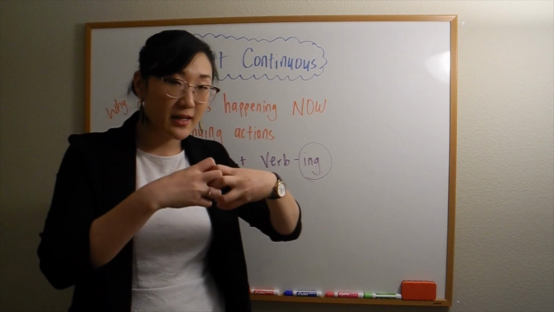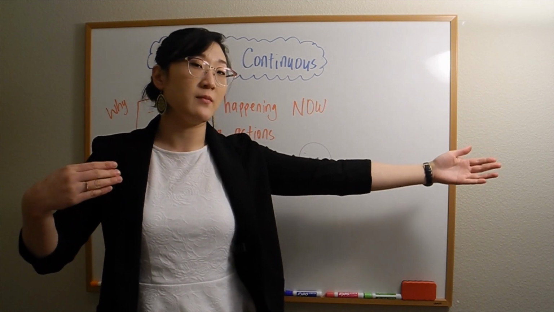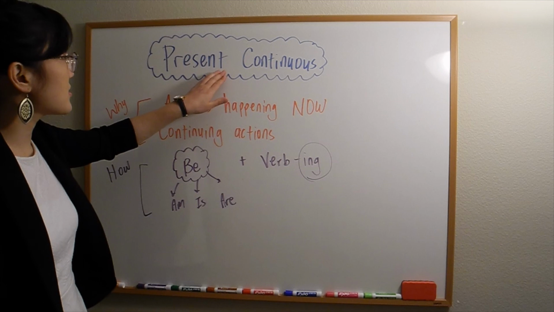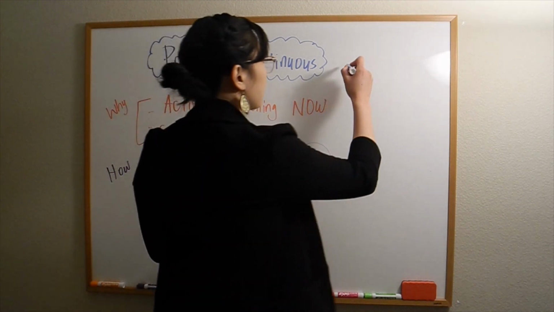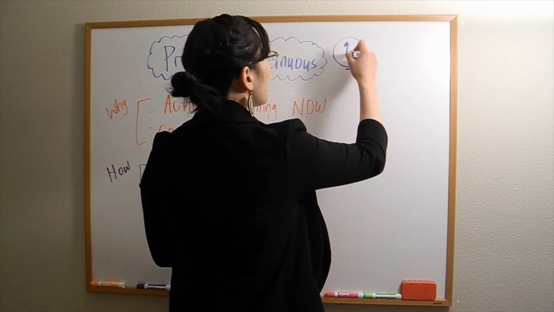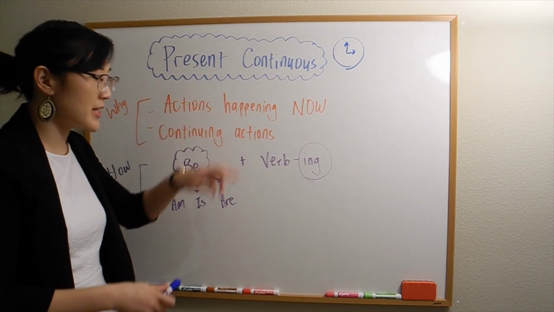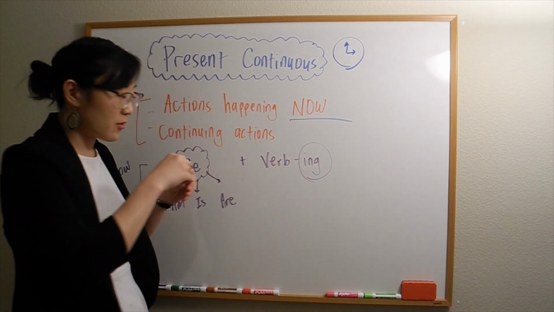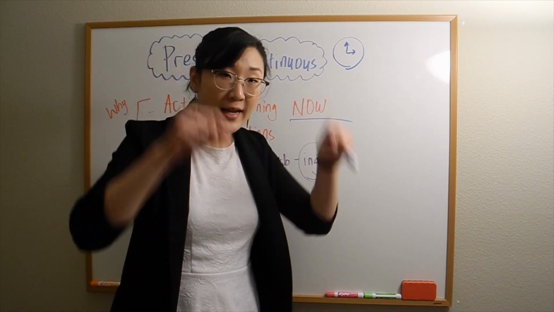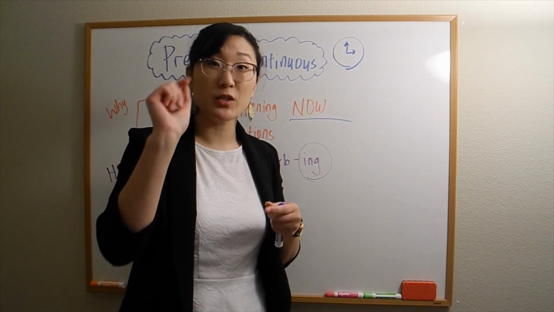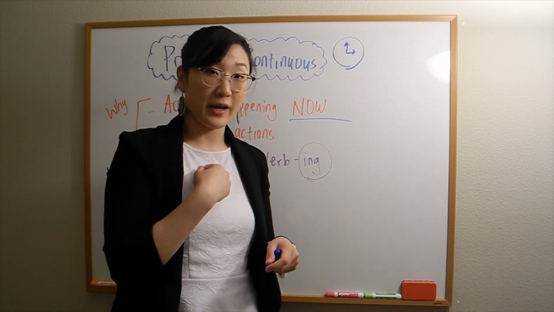Continuous is the idea where the action is happening for a long time, right? We use this verb tense because it's the idea of time. We use this verb tense because it's why? It's for actions happening now, right now, right? For example, right now, I am talking to you. You are listening to me, right?